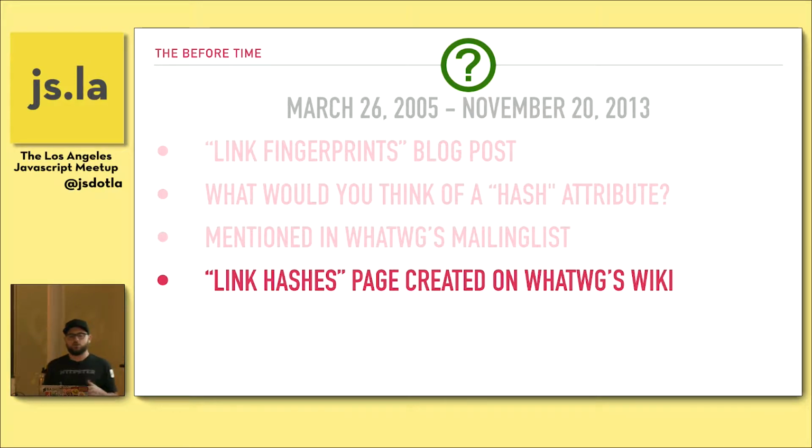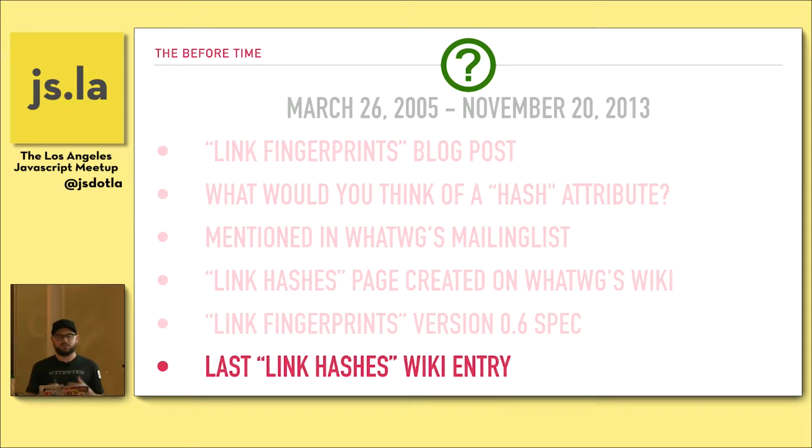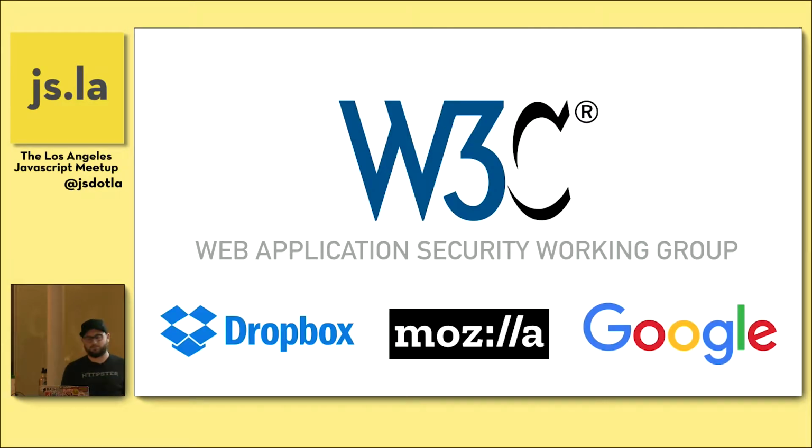10 days later, he creates a wiki page on link hashes on WhatWG's wiki. And then on July 9th, Gervais releases version 0.6 of his spec for the link fingerprint spec. And last but not least, in November 20th, 2013, the last time WhatWG's wiki was updated. So after 8 years, 7 months, and 26 days, no standards came of these efforts. But that's okay, because 7 weeks later, the W3C Web Application Security Working Group came in with some muscle.